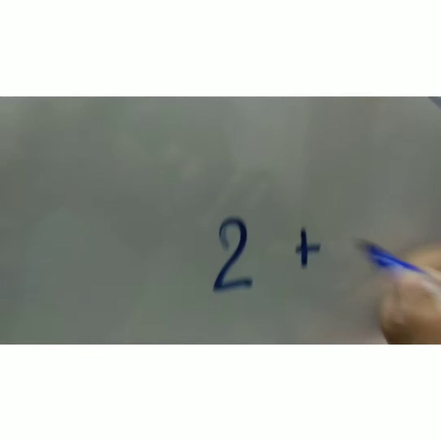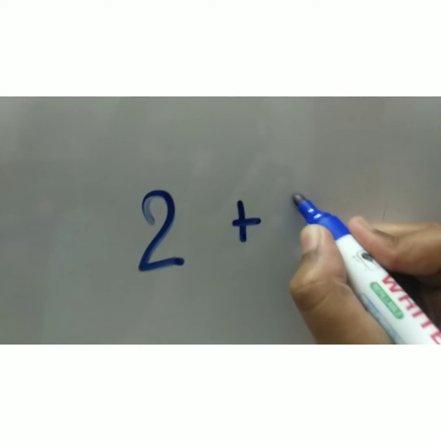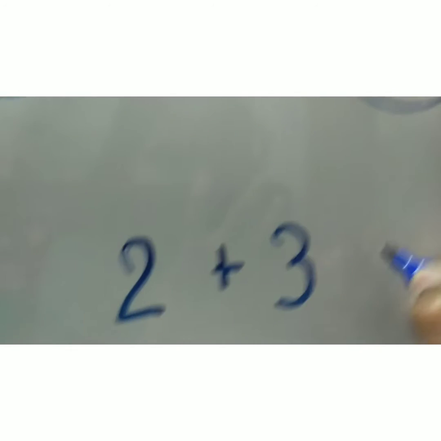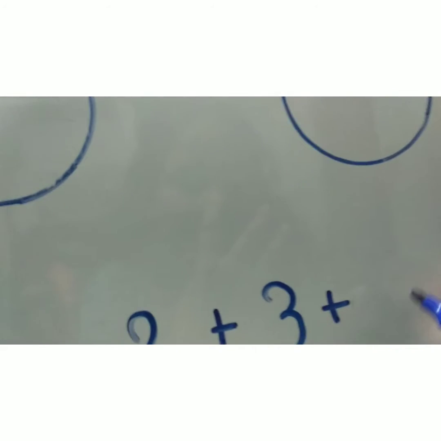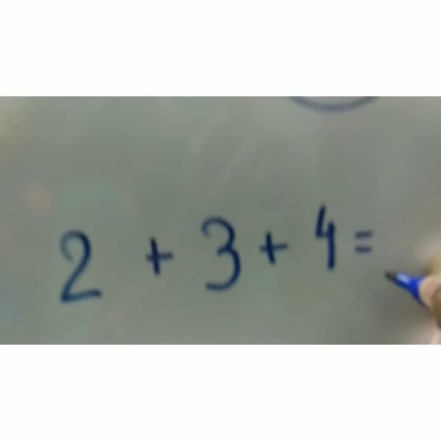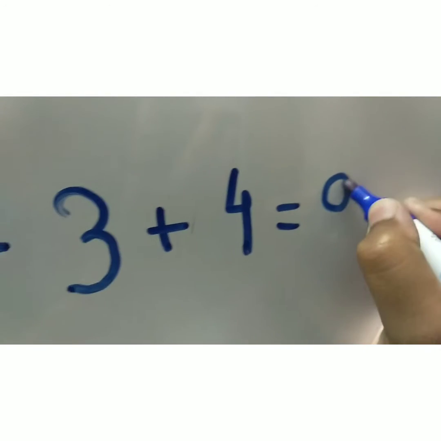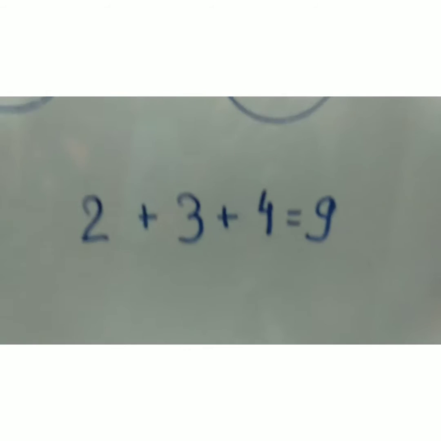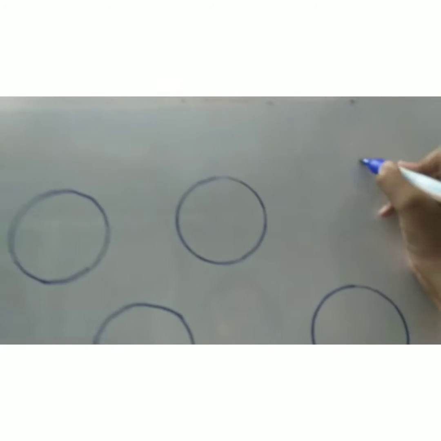So 2 plus 3 plus 4 is equal to 9. So there are a total of 9 balls.